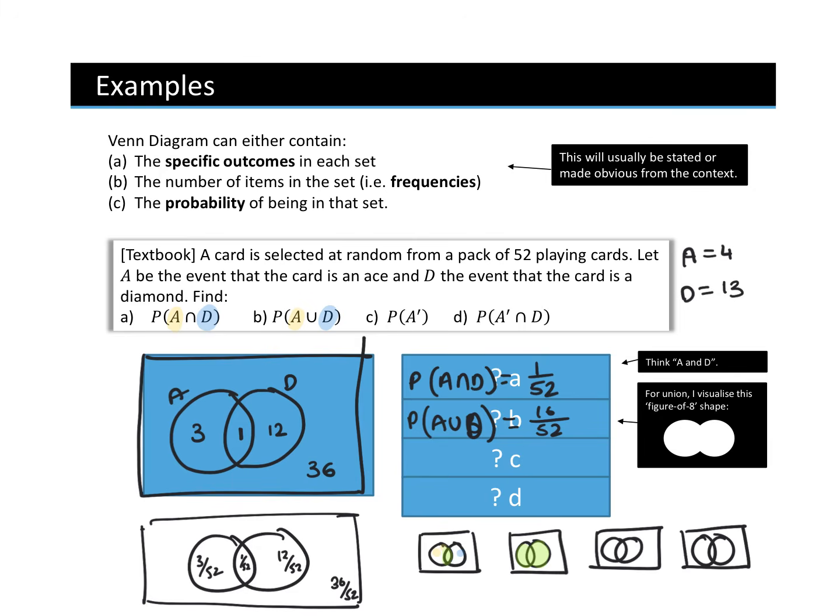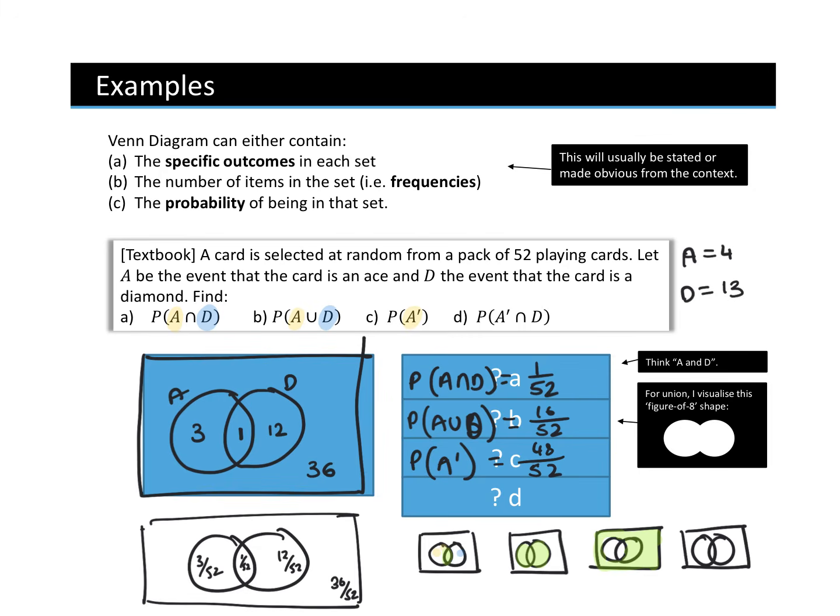Okay, next one, probability of not A. So if I colour this in, not A, I'm going to do in yellow. So that's not A and that's not A. So that means not A is this section here. Everything that's not A. If you think A is that white one, this is not A. Probability of A dash is 48. 12 plus 36? Yep, 48 out of 52.